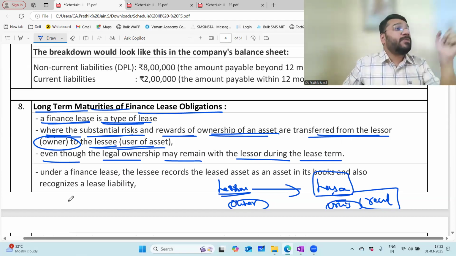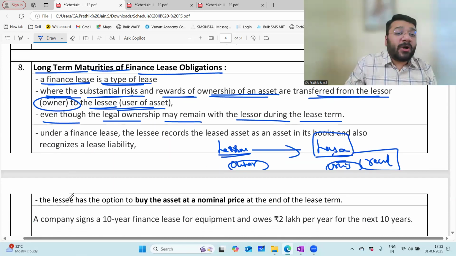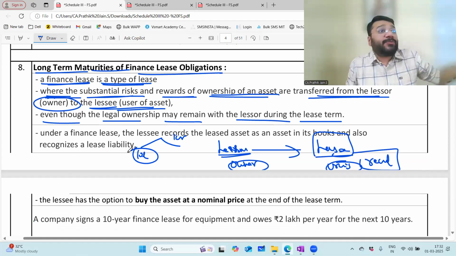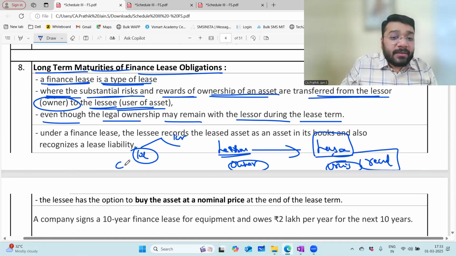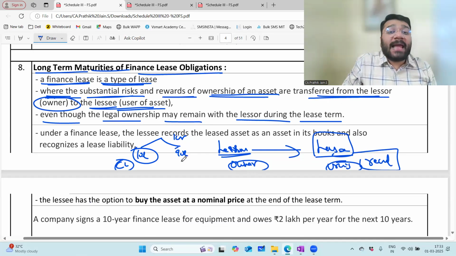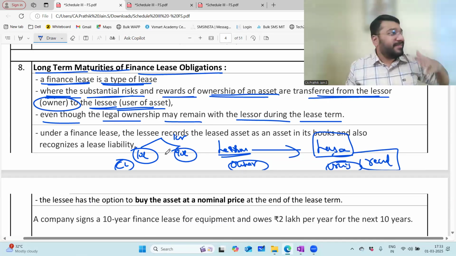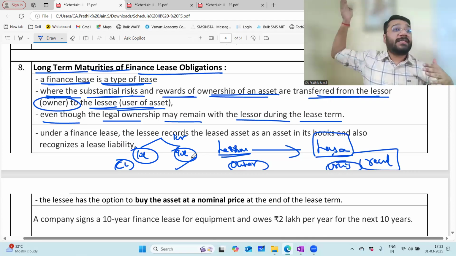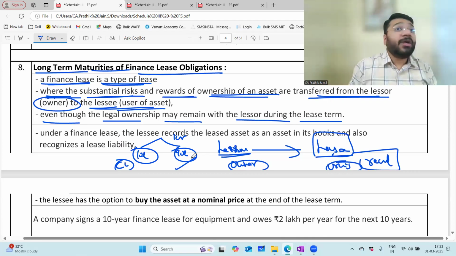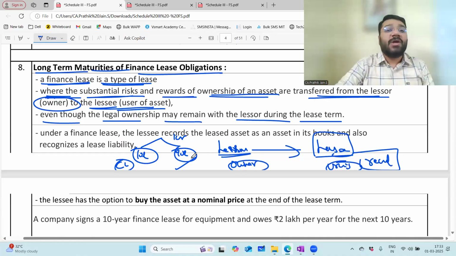Now, this 1 crore rupees that you're paying, out of that, 10 lakh you'll pay within the next 12 months of the balance sheet date. First installment. So this becomes my current liability. But the remaining 90 lakh rupees you'll pay over the next 9 years, in the second year, third year, fourth year, fifth year, sixth year, seventh year, eighth year, ninth year, and 10th year. So this is long-term finance lease obligation.